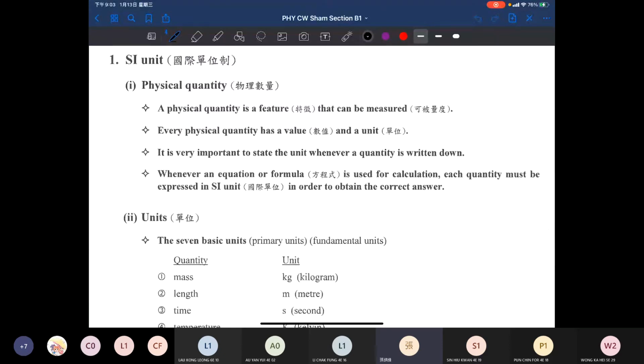Every physical quantity has a value and a unit. It's very important to state the unit whenever the quantity is written down.